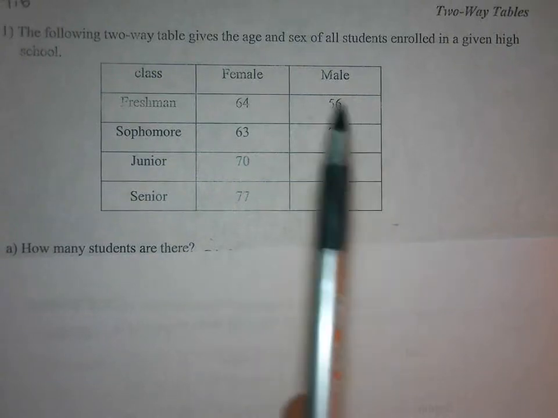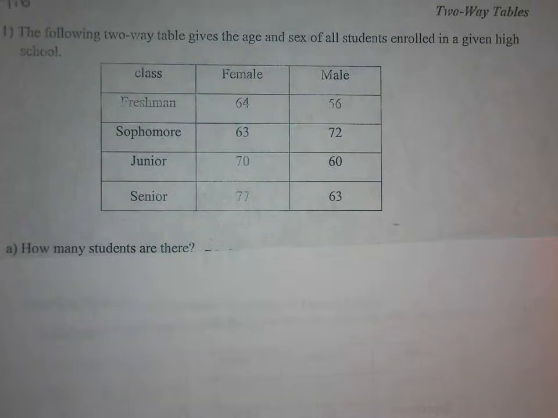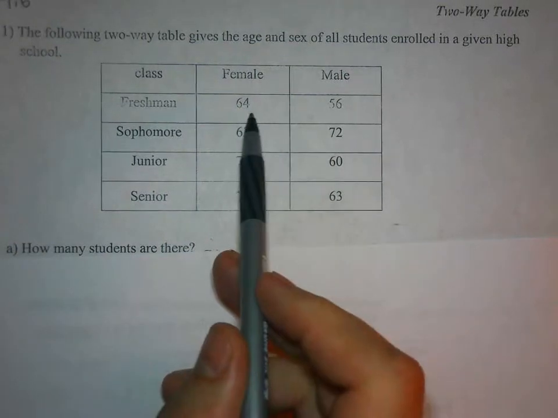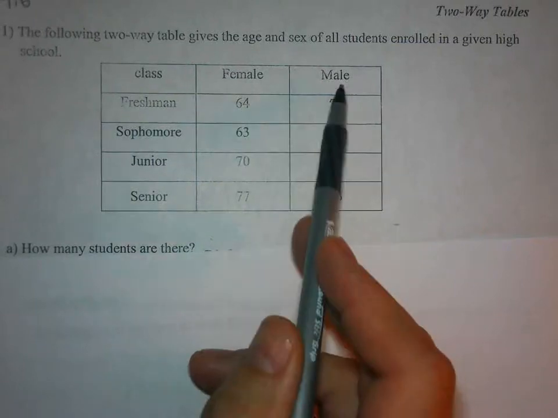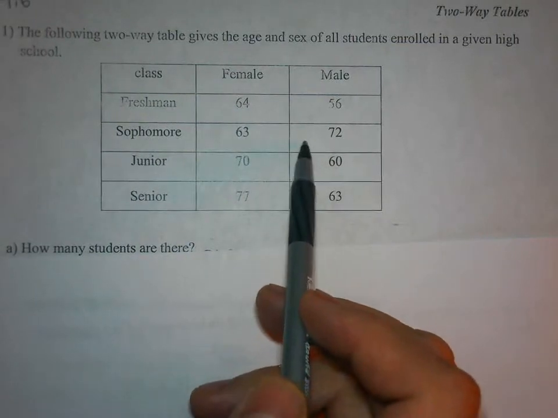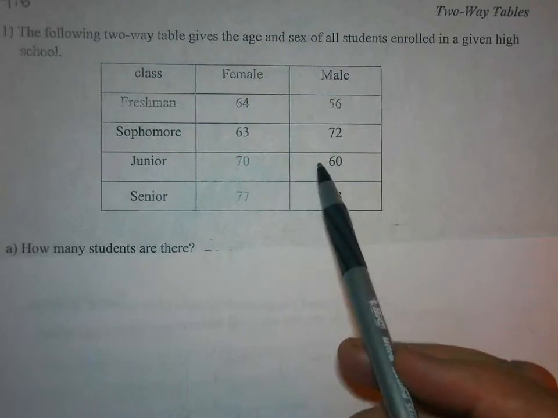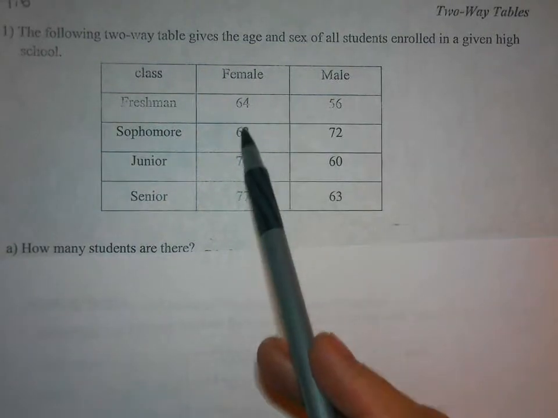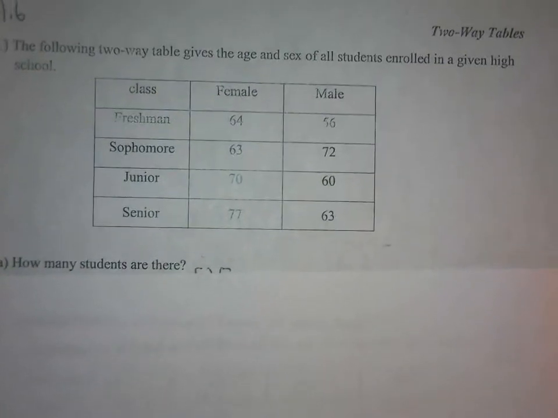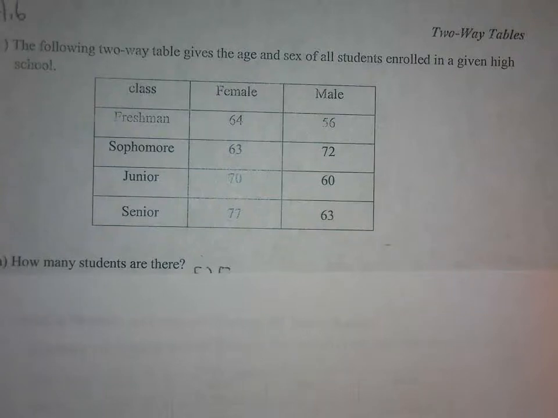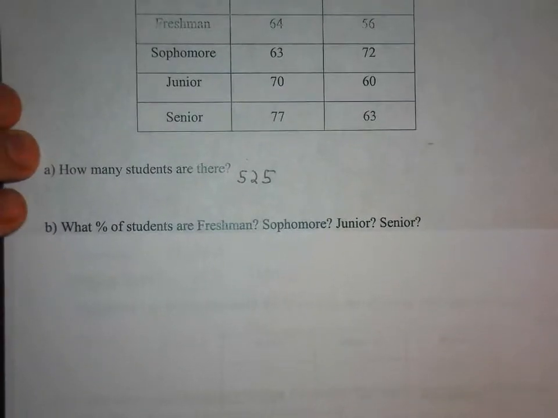Well, if you add all the students up, you might notice that you cannot be in more than one box at the same time. So a female freshman cannot also be a male sophomore. Each of these boxes is independent of each other. So you just add up the total number of females and males, and when you add all those up, you get 525. So there's 525 students in the high school.